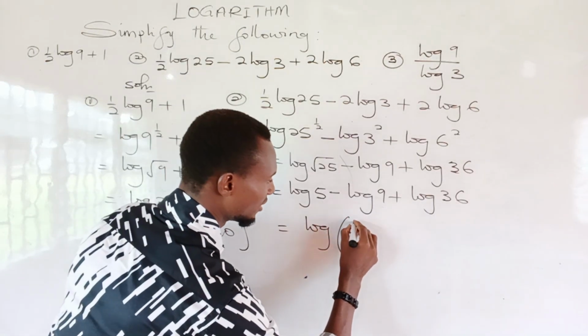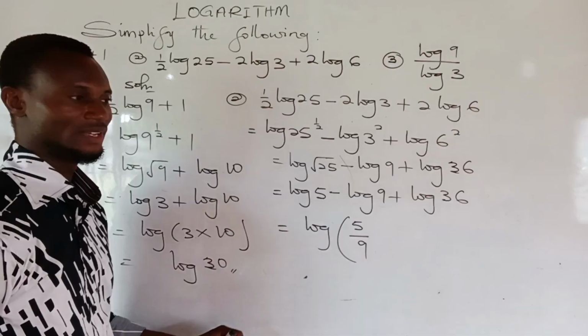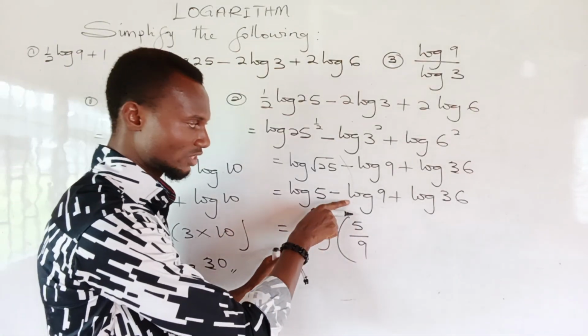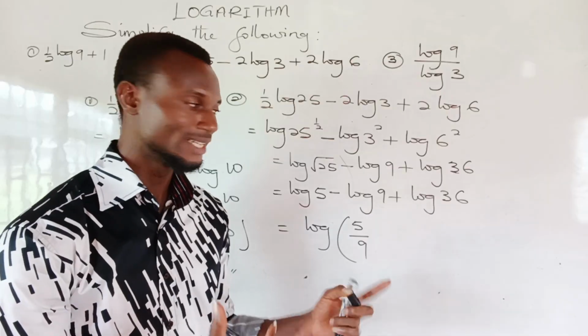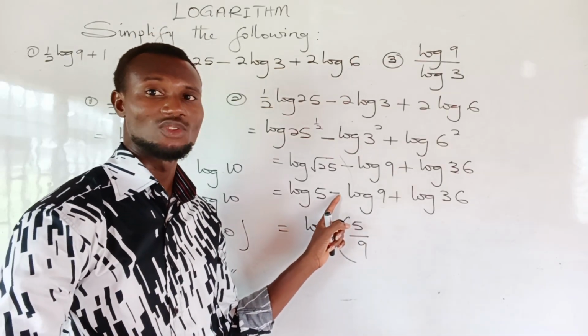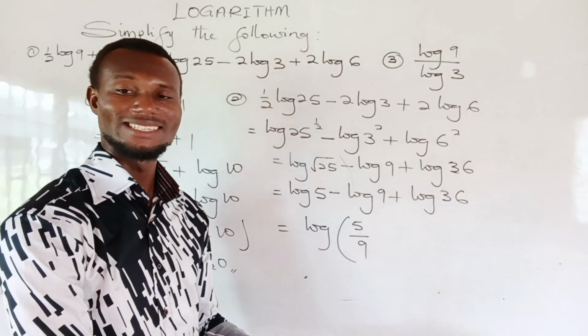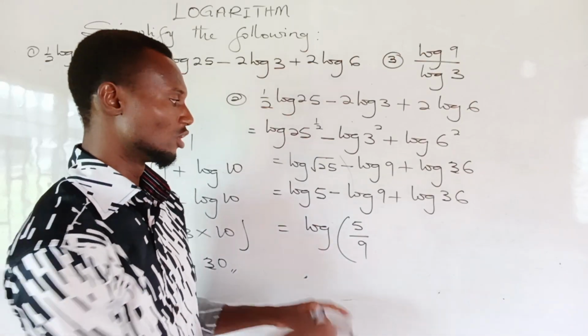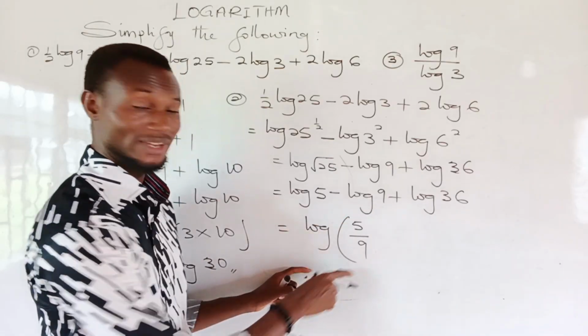So it's going to be 5 divided by 9. I hope you understand. Quotient rule, we learned this in the previous videos. Okay, we are applying it. When you see subtraction, it means that you can write it in division form, that is the quotient rule. So this is your 5, which is here, divided by the 9, which is here.